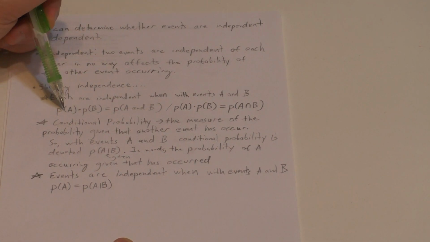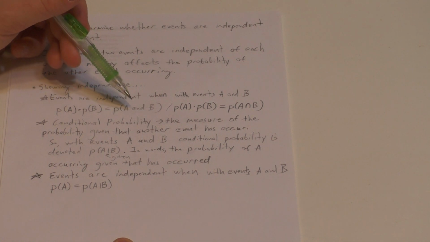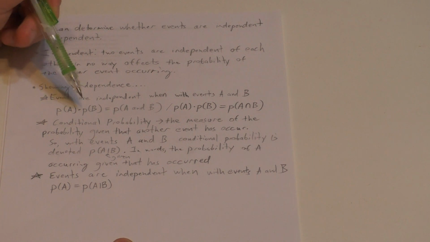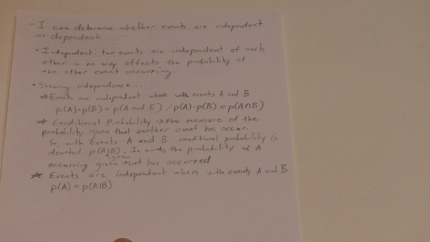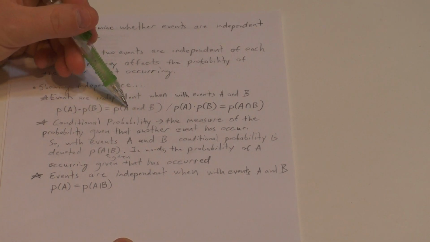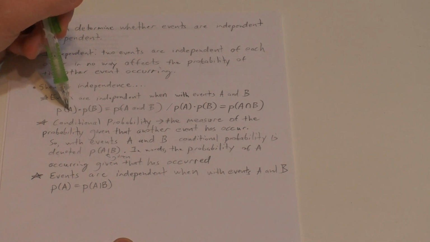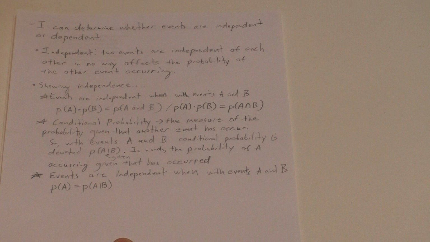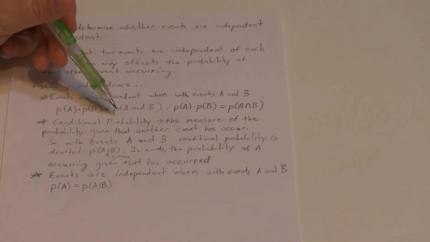So what this means is if I calculate the probability of both of these events happening together, and then I take the probability of event A happening times the probability of event B happening, and they're both equal, they're independent. That means A is not affecting B, B is not affecting A in any way. If their individual probabilities multiplied together give you the same thing, they must be independent.